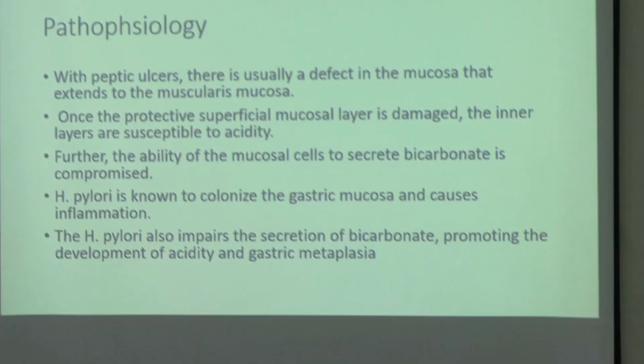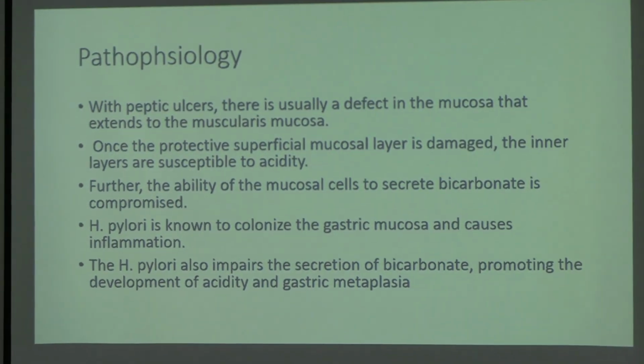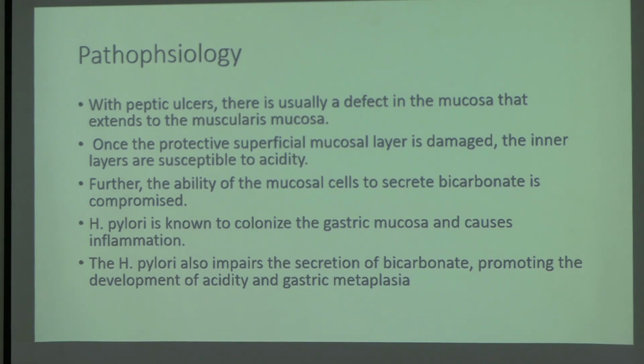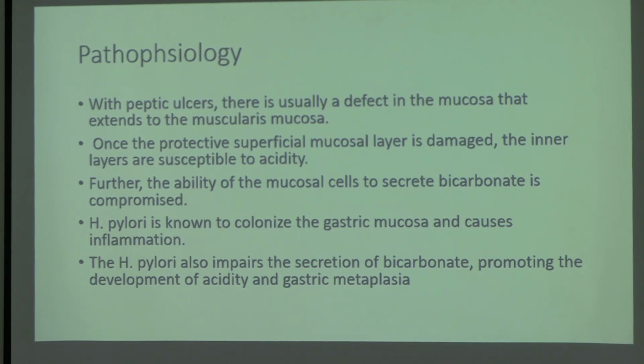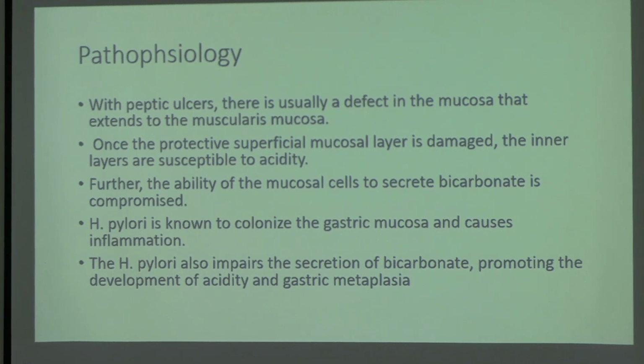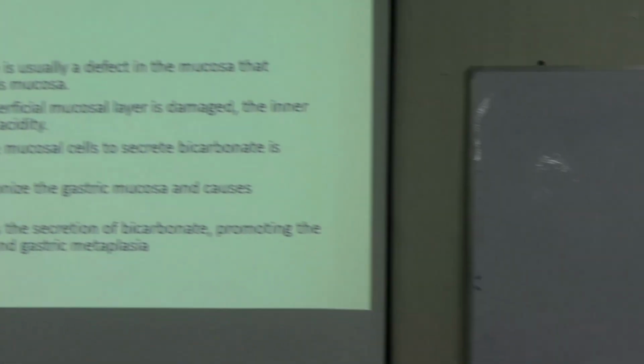Pathophysiology: you know that peptic ulcer will occur when the defense fails. What is the difference between ulcer and erosions? Ulcer is more than 5 millimeters and it extends to the muscularis mucosa, whereas erosions do not go to the level of the muscularis mucosa. Every word is important.